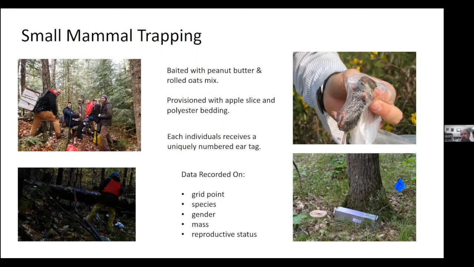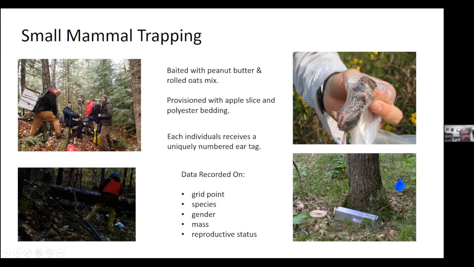We also provision them with an apple slice to help reduce dehydration, and we put polyester bedding into them. We do this in the fall months, and again, October, we've had it snow on us. So that helps keep the animals warm in these metal boxes. Each individual receives a uniquely numbered ear tag so that we can track them and keep count of them. And data is recorded on the grid point, the species, its gender, its mass or how much it weighs, and its reproductive status. We also have at times collected feces for parasite analysis, and we'll sometimes take a little snippet of ear tissue for potential genetic analysis.